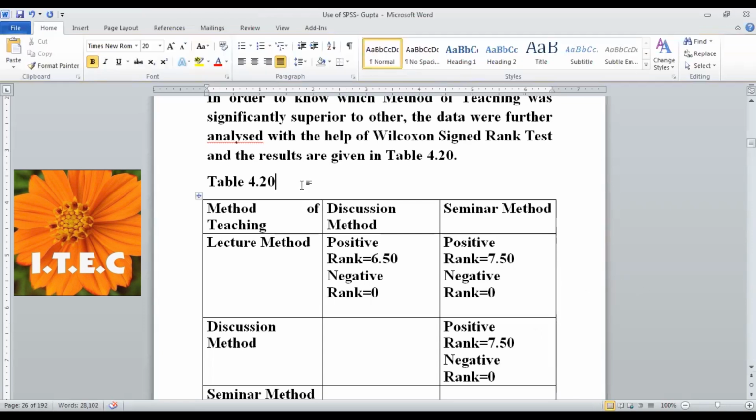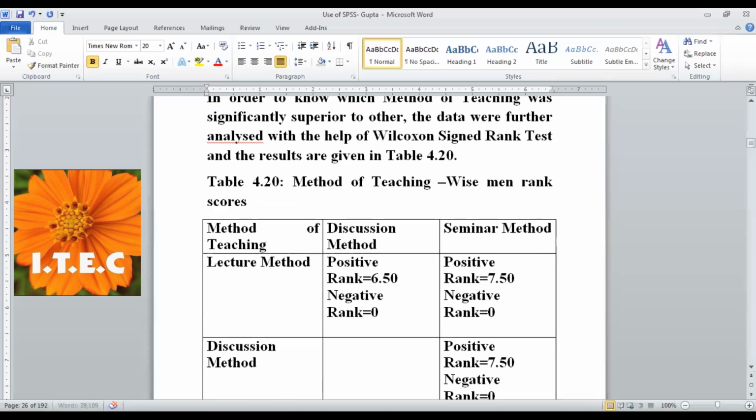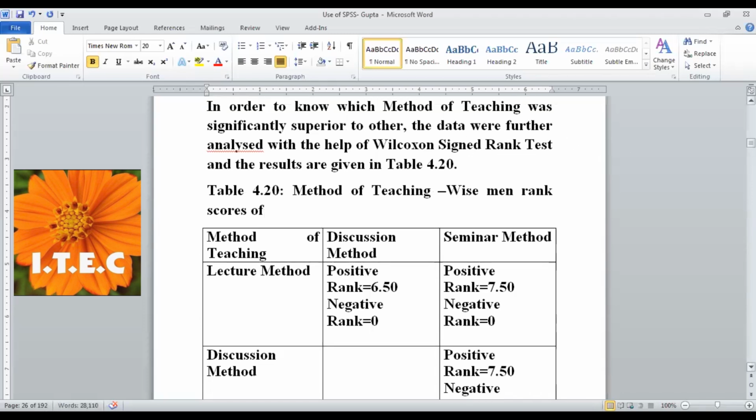I think it seems to be all right. That here, method of teaching by mean rank scores of achievement in physics of students.